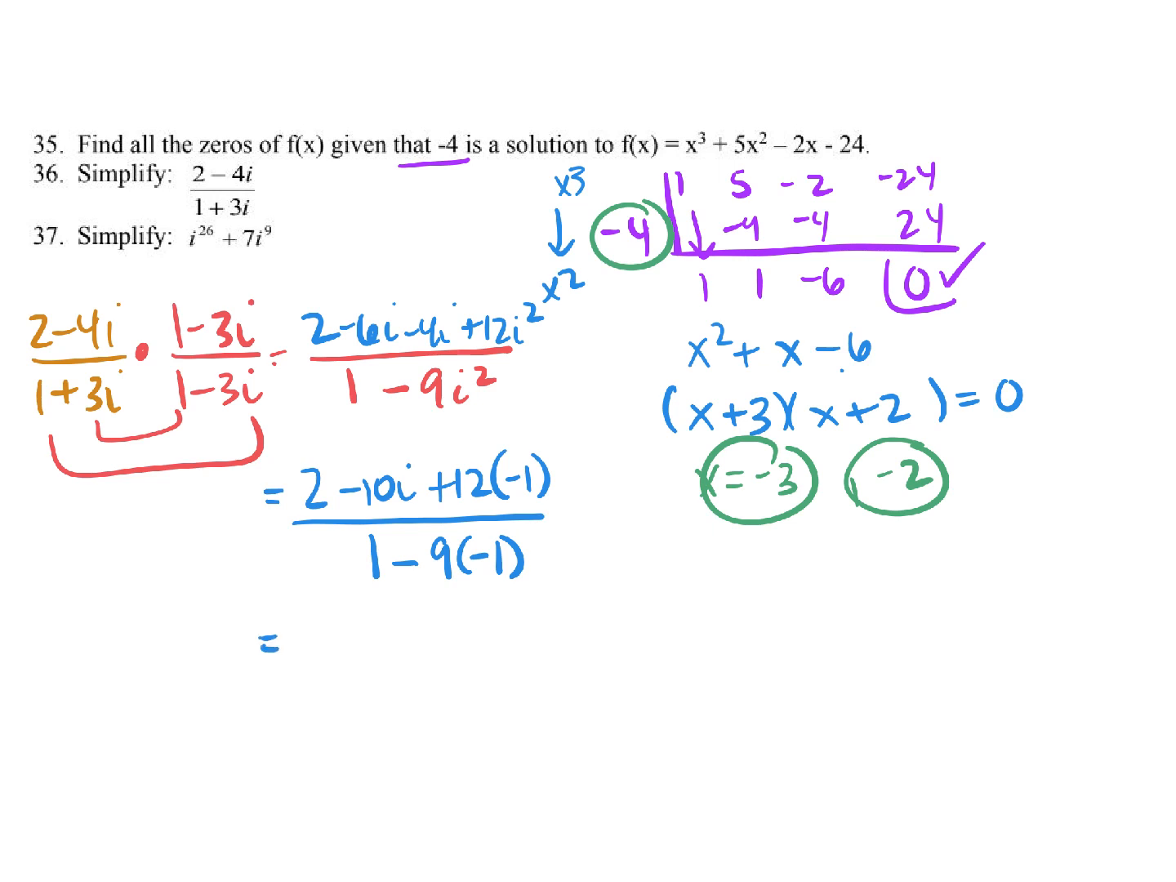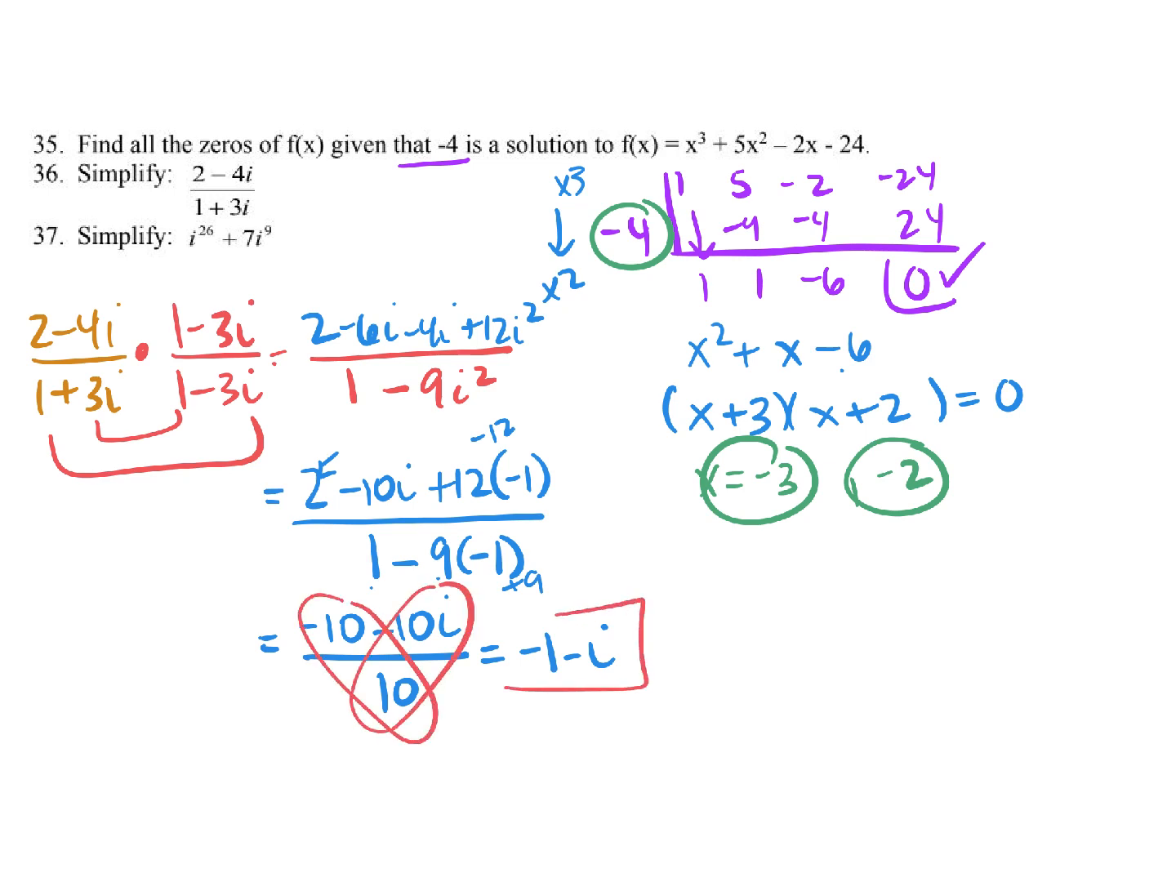So we would end up getting, I'm going to shorthand this, negative 12 and 2 combined to give me negative 10. And then on the bottom, 1 minus 9 times negative 1, well, that's really the same as adding 9. 1 plus 9 is 10, which means everything is divisible by 10. Negative 1 and i. I'm going to circle it so you can see it. I did this, and then I did this to get that solution.